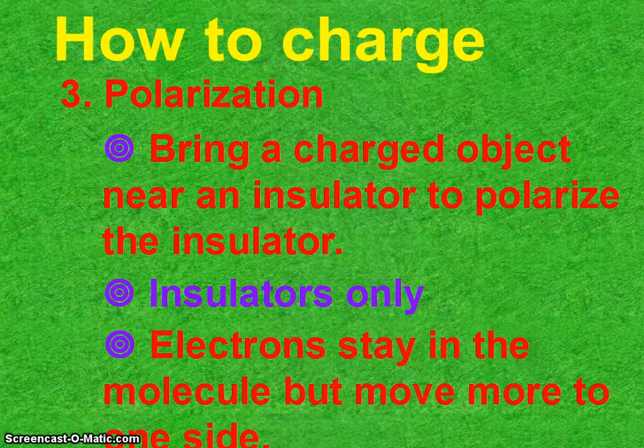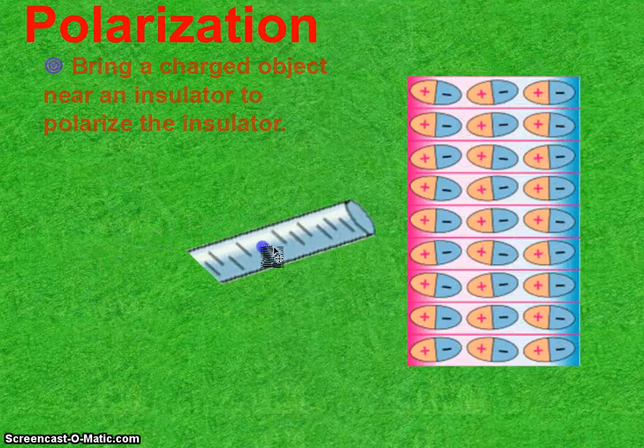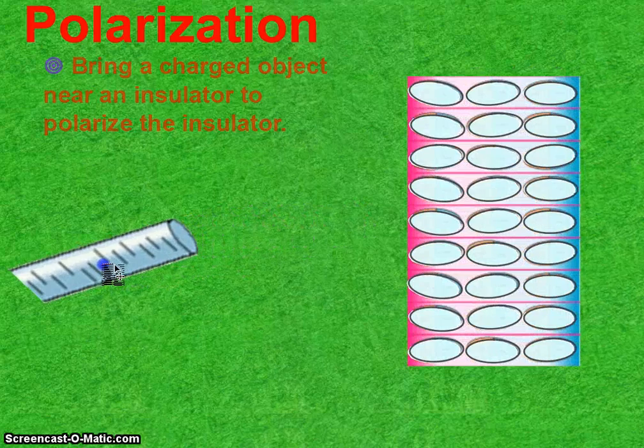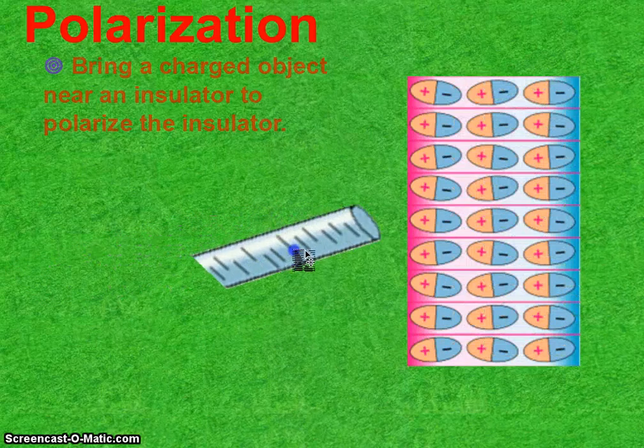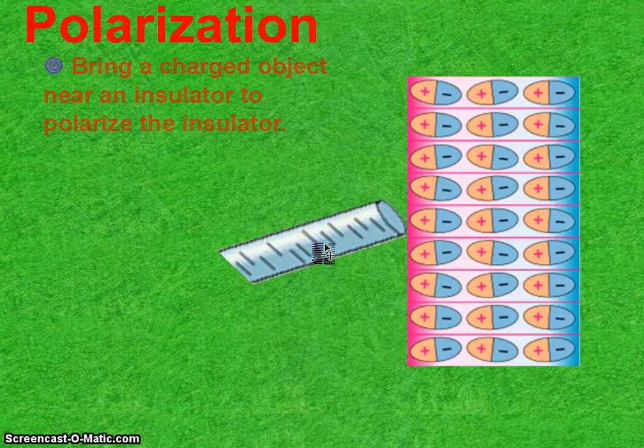You can also charge things by polarization. If you bring a charged object near an insulator, what happens is the electrons in the molecules themselves move to the other side. So water can be charged by polarization. Again, if we bring the charged object near the insulator, right now everything's neutral and happy, but then I bring the negative object nearby, and the positives stay close to that negative rod and the negatives get chased away.